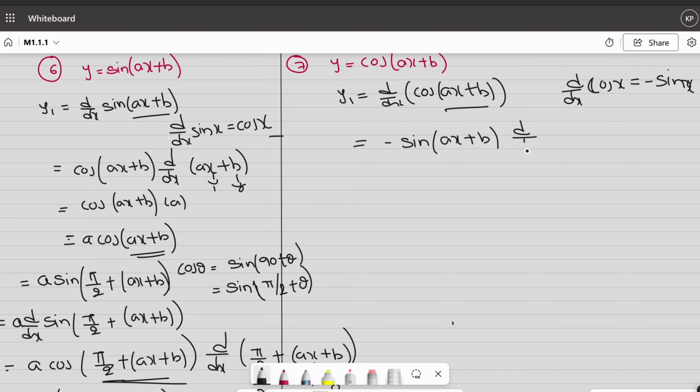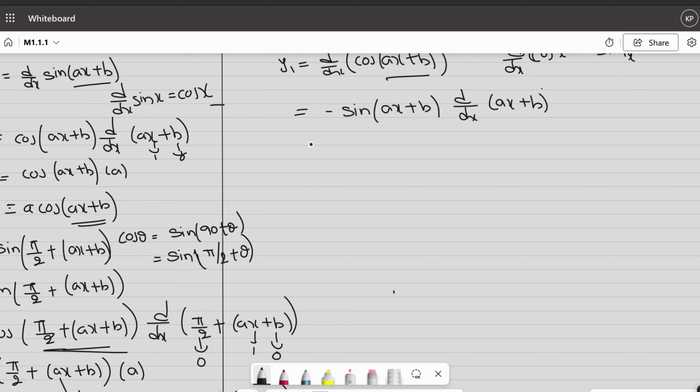And we know that it is not in the x form, so we have to do the derivation again. So it will finally become minus sine of ax plus b into d by dx of ax, which will become a, because x is 1 with respect to x, and the constant b is equal to 0.